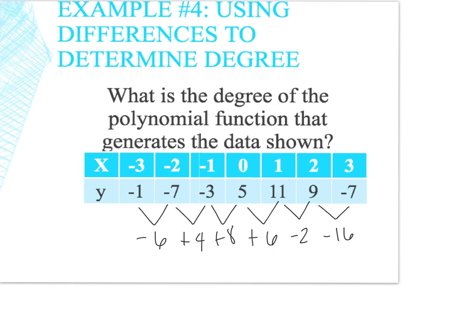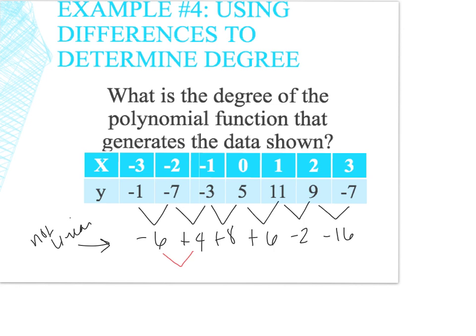Okay? From there, we need to continue to find the differences. So if all of my differences on this level had been the same, then this would have been a degree of 1, which would have meant that everything was linear. And that's not the case here. So not linear. All right, let's try again.